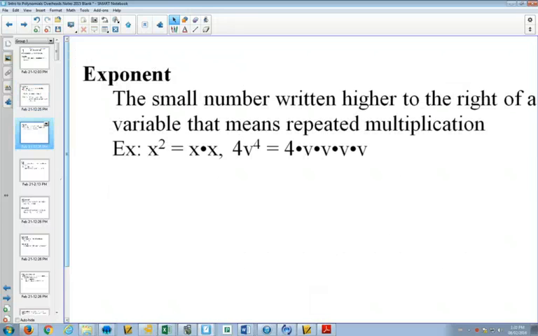Here's a definition you already know. An exponent. Okay, I can go back for a second. I know this one. Exponent is like a small.